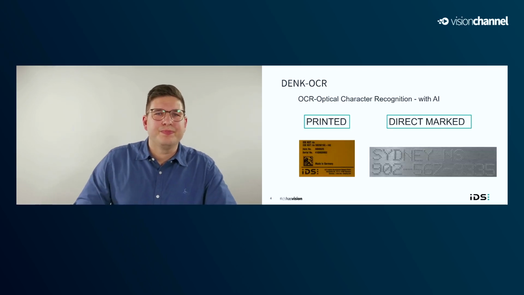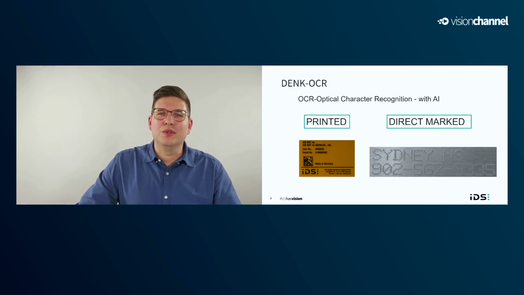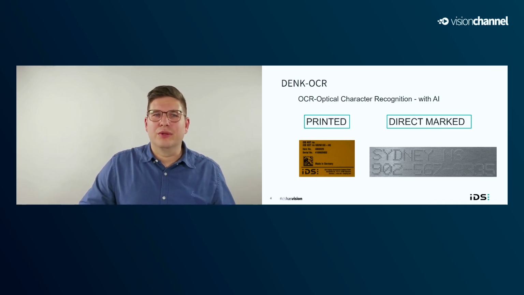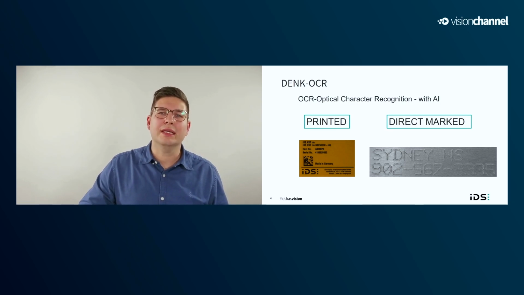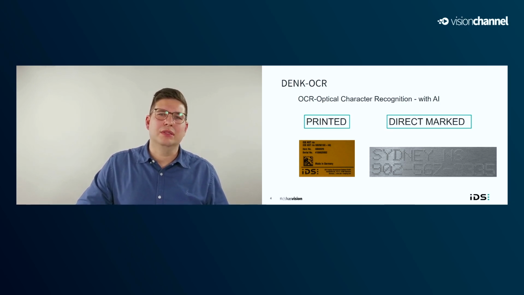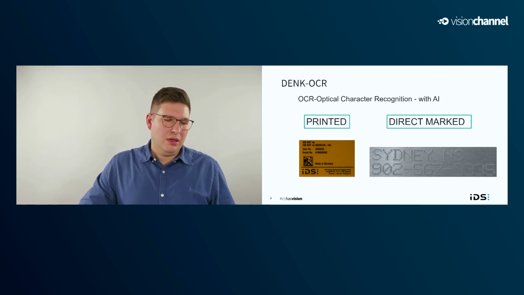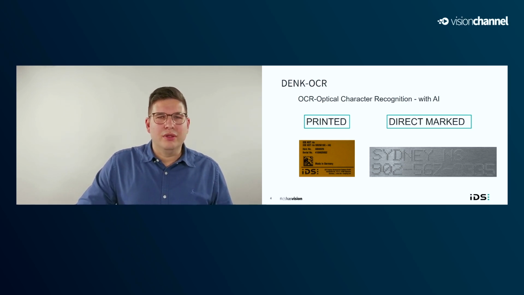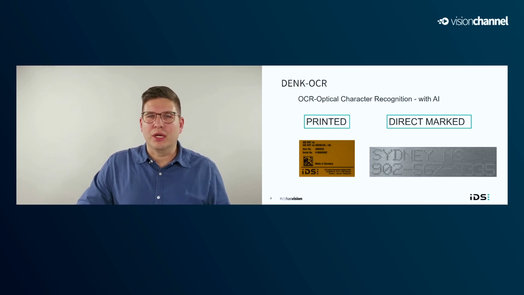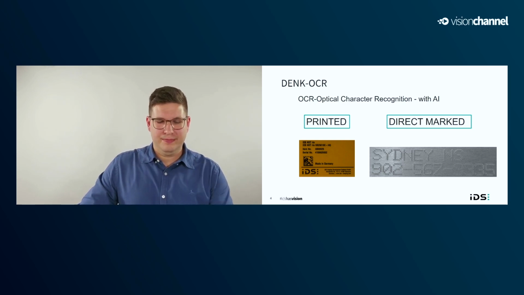For those of you who didn't know so far, OCR means optical character recognition. This involves recognizing and reading out letters, numbers, or characters. These can be printed on paper or applied to a wide variety of surfaces using a direct printing process or marking process. You see an example for printed on the left-hand side and for direct marked on the right-hand side.